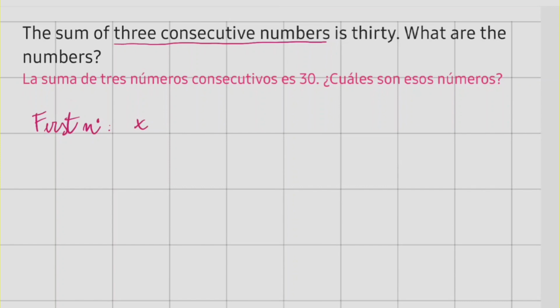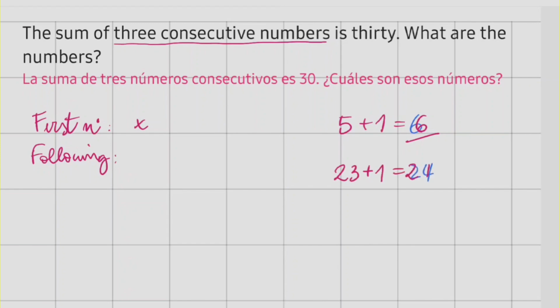And what would be the next number, the following number? Okay, so for this, we need to think a little bit. Say if we had 5, we would have to add 1 to get to the next one, 6, right? If we have 23, we would have to add 1 to get the next one, which is 24, right? What happens if we have x as a number? Well, the same thing. We would need to add 1 to get the next one, right? So the following number, if the first one is x, is x plus 1.